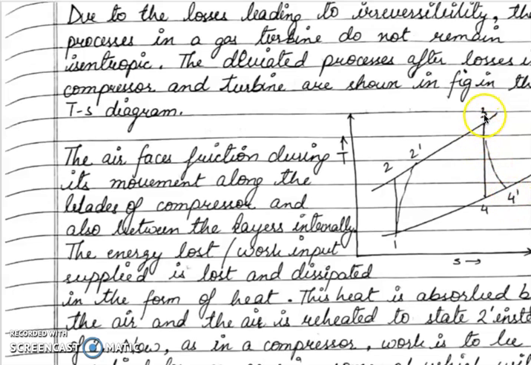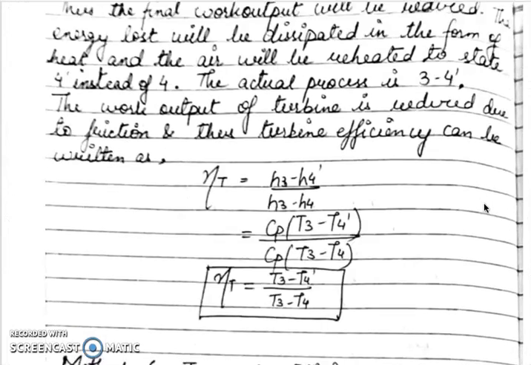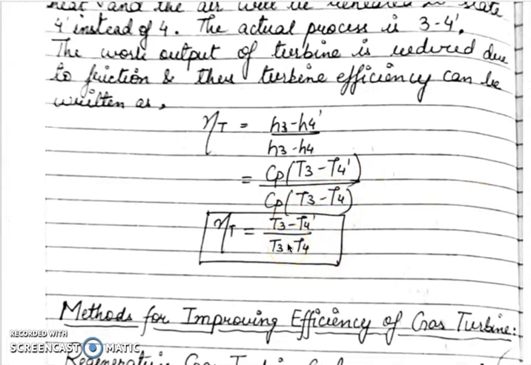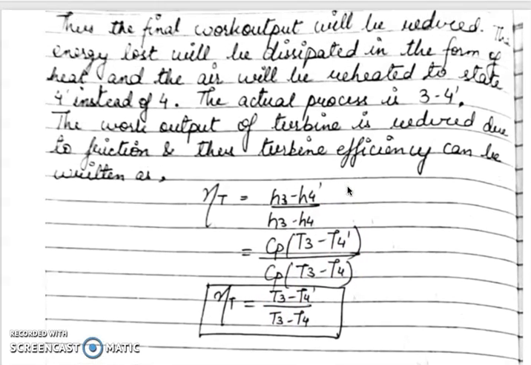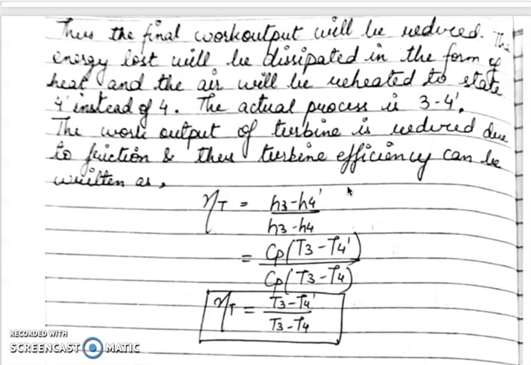The efficiency of the turbine, as the turbine is there for obtaining the work output, so less turbine work will be obtained due to the presence of friction, and hence we will have the formula as (T3 minus T4 dash) upon (T3 minus T4), which is given here. It is derived in a similar way as the formula for the compressor efficiency, but it is the reciprocal, because here we will obtain work which will be less than the ideal work which should be obtained in the case of the ideal process.